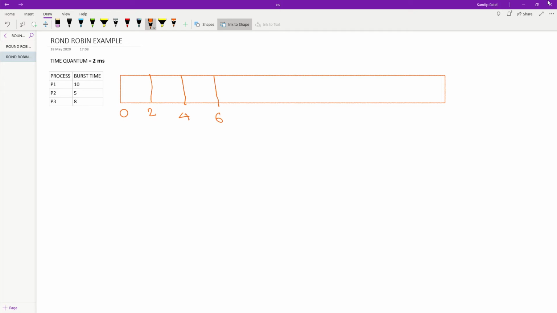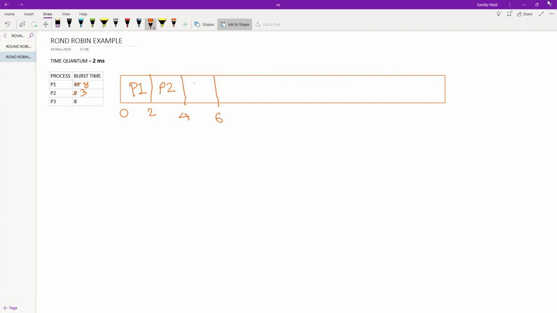In the FCFS algorithm, P1 first gets 2 millisecond. So here we keep track of the remaining time, that's 8 remaining. Then P2 will enter, P1 will step out as the 2 millisecond time quantum is completed for P1. Now P2 will enter, 2 millisecond will be assigned to P2, so it will complete the 2 milliseconds. So here minus 2, that's a 3, and it is swapped out.